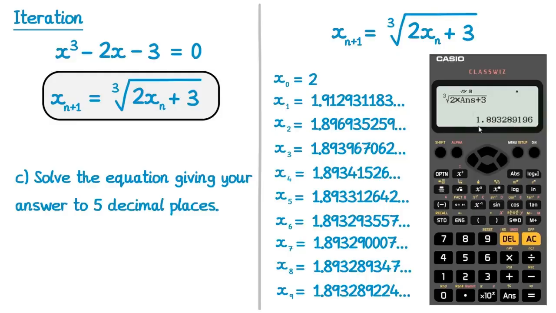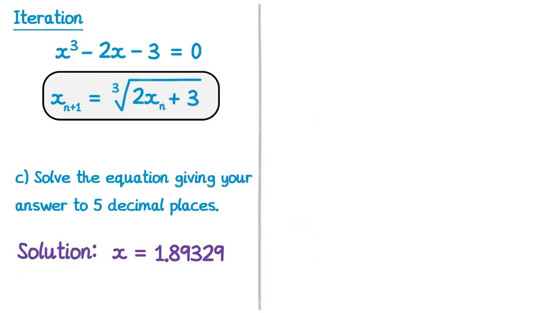The question said 5 decimal places, so 1, 2, 3, 4, 5. So the 5th decimal point here is an 8, but it's got a 9 after it, so we'll need to round up. So the final answer rounded to 5 decimal places is 1.89329. So we've managed to find one of the solutions to this equation.